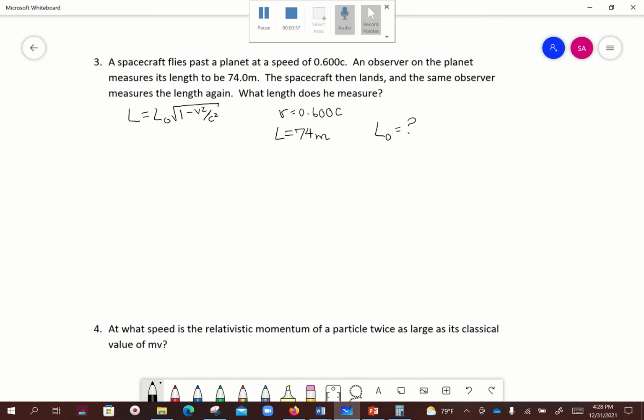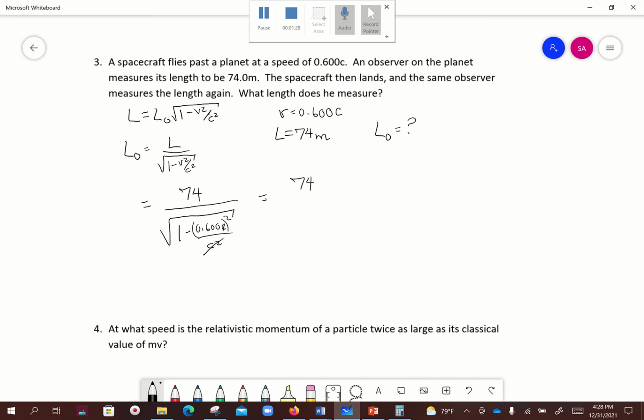All right, so I know my v, I know my L, and I want to find L0. So L0 is going to be equal to L over the square root of 1 minus v squared over c squared. Now it's just plug and chug. L is 74, over the square root of 1 minus 0.600c, all squared over c squared. And again, those c's are going to cancel right out.